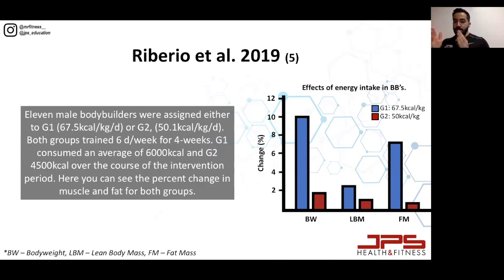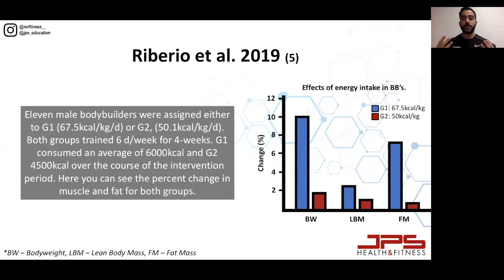And the group that was eating more food gained heaps more fat mass. You can see that there on the graph. It is quite clear, again exemplifying the fact that fat cells are very sensitive to calories. And if you're not careful with how you prescribe your dietary strategies, then fat mass can be acquired a lot faster than muscle mass can. So we just need to be smart about that.